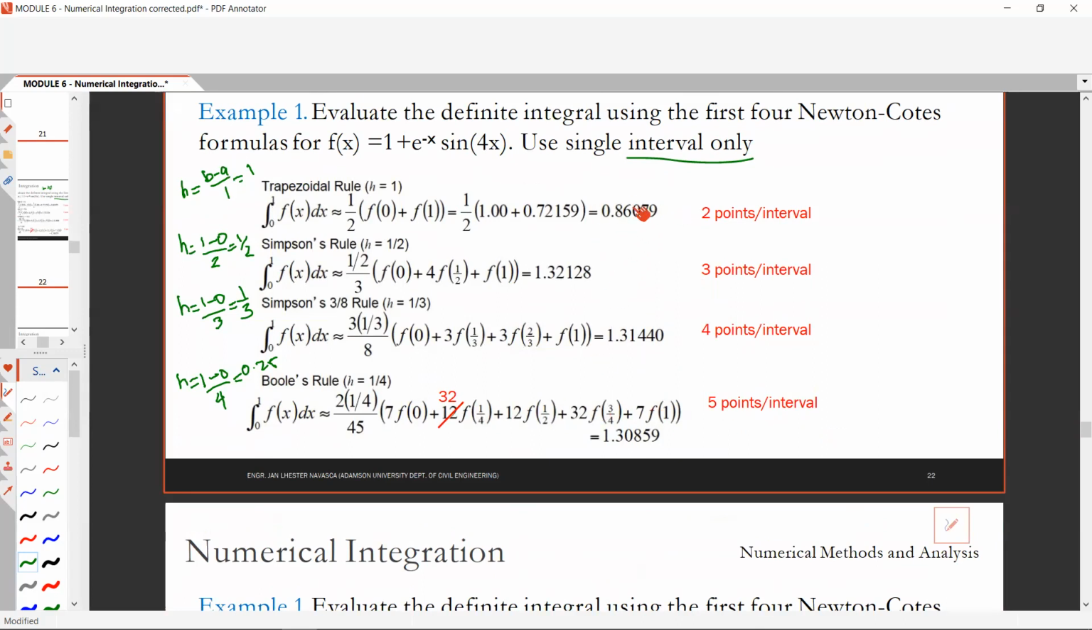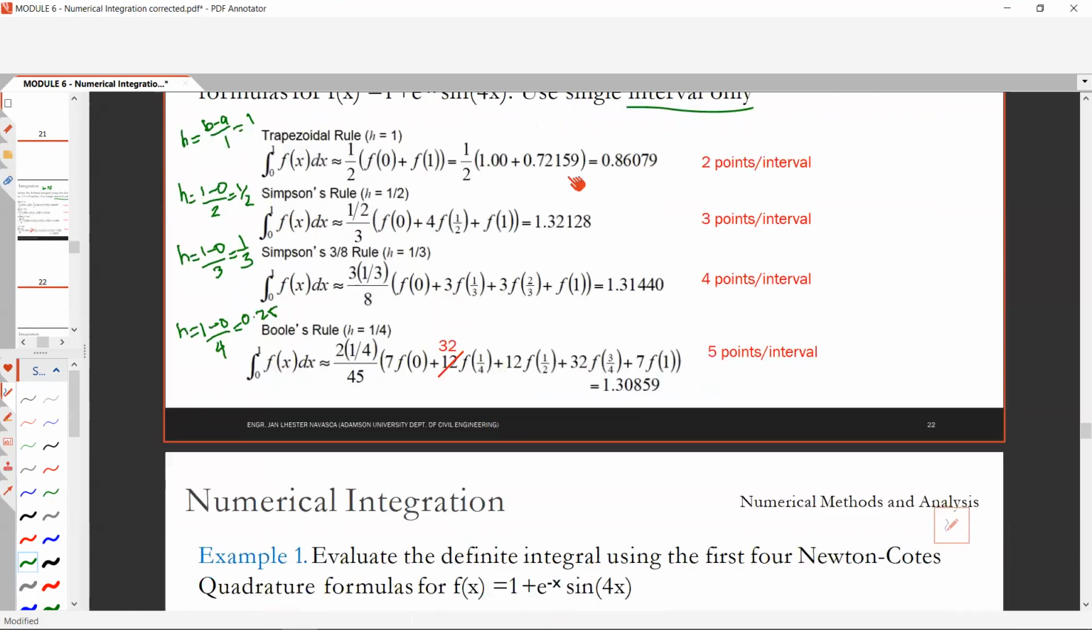Okay, so napakalayo ng trapezoidal rule, di ba? Kasi nga, one segment lang dito. This is 2 segments. This is 3 segments, and this is 4 segments. Okay, per single interval.